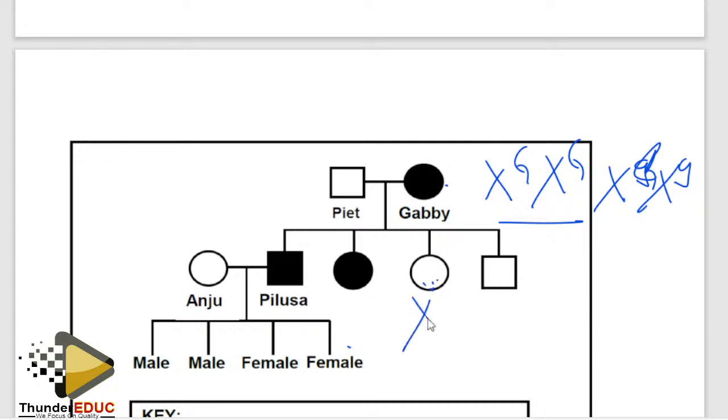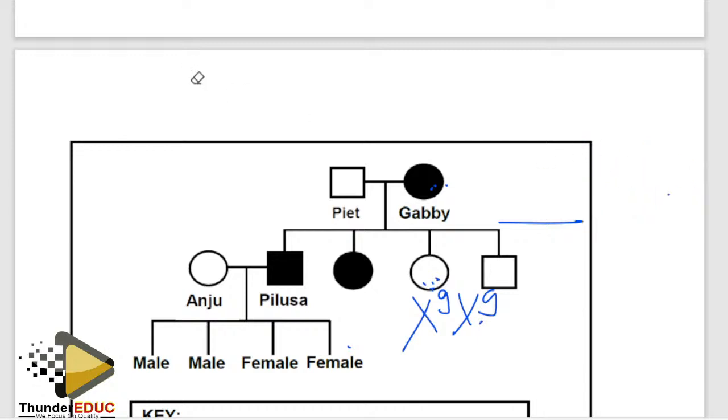This one is normal. So if it's normal, therefore it's going to be small g. Therefore, this person can't be this, because the kid has a small g. Therefore, it came from here. Therefore, I have to say that this individual is capital G, small g. So that one is done.